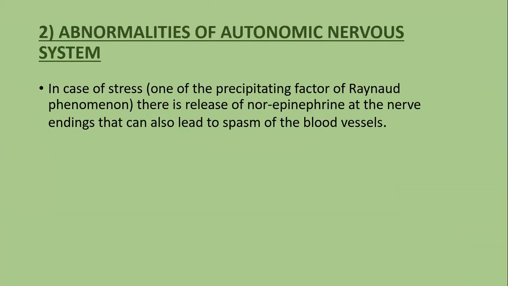Abnormalities of the autonomic nervous system. In cases of stress, one of the precipitating factors of Raynaud's phenomenon, there is release of norepinephrine at the nerve endings that results in spasm or constriction of blood vessels. This is a normal stress phenomenon.